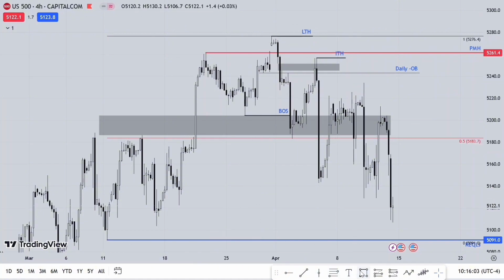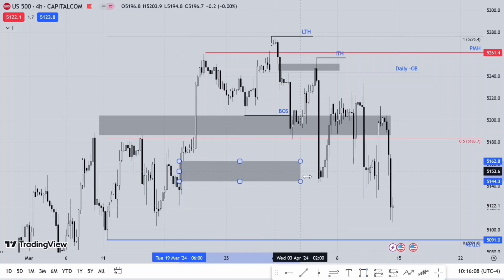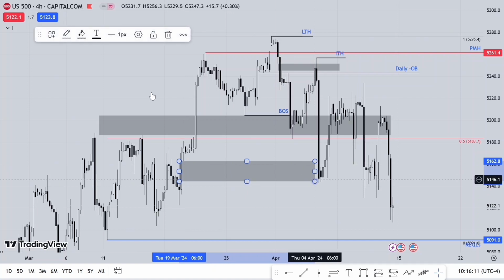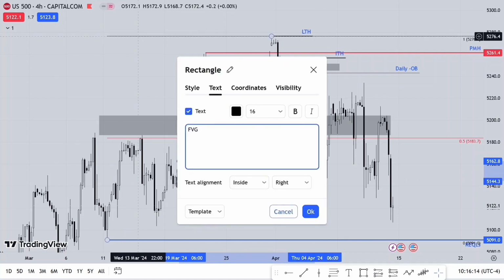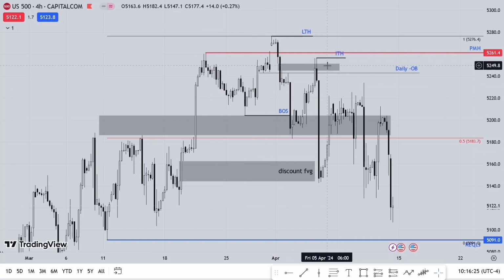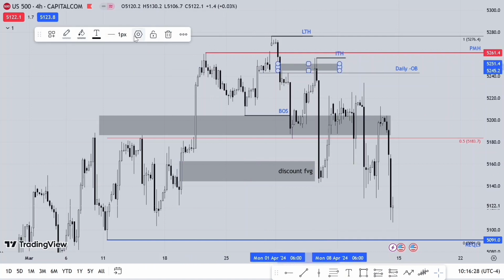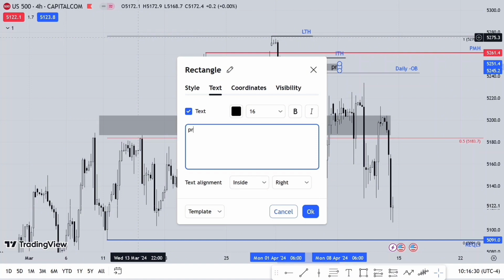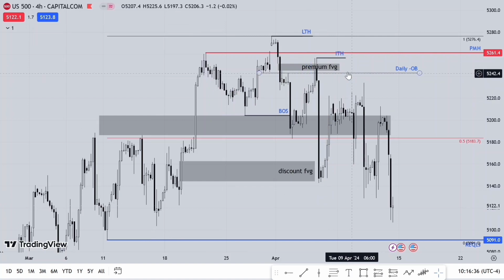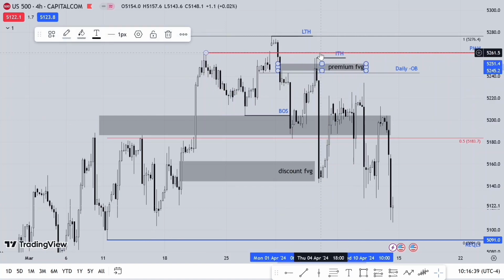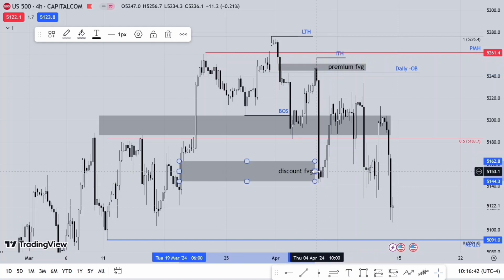So you mark out the discount PD arrays from the range, which is this fair value gap. And this right here is a premium fair value gap. So we traded from the premium fair value gap to the discount fair value gap.